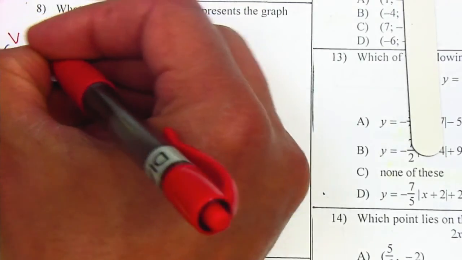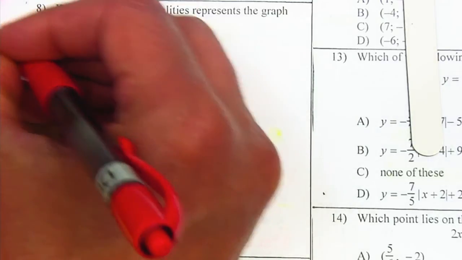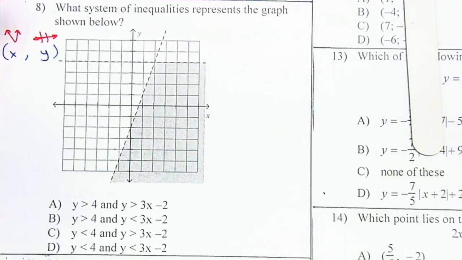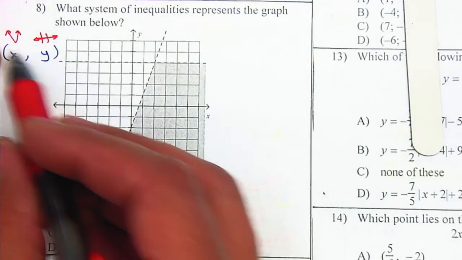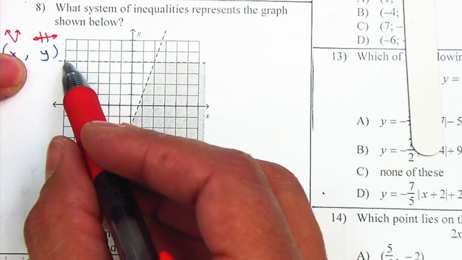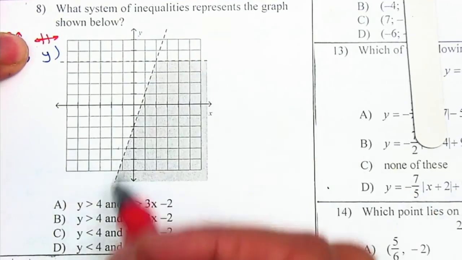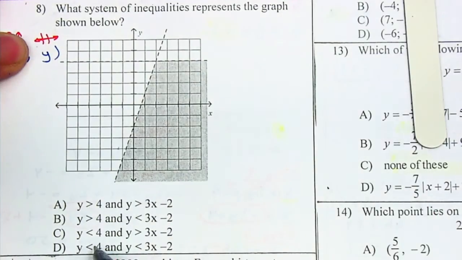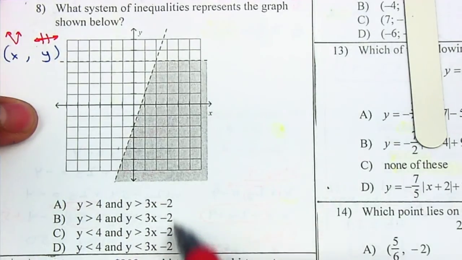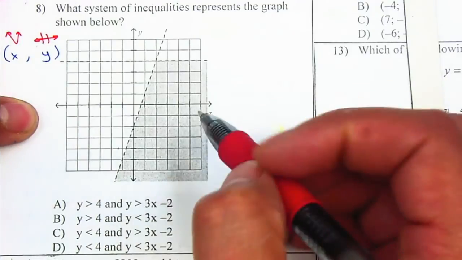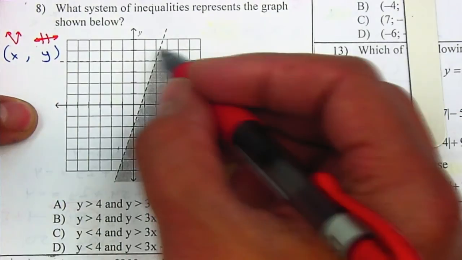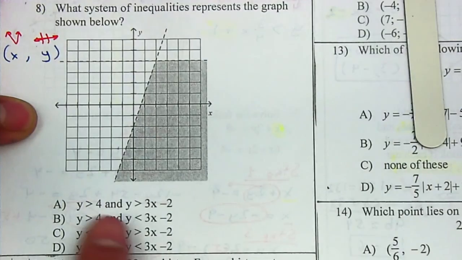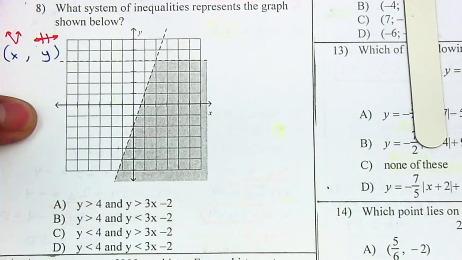X value will give you a vertical line. Y values will give you a horizontal. In this case, it's a horizontal line, so it should be a y, and all of them are fine. And also for your line, they all have the same equation. So we're just going to be concerned about the shading. They're all dashed. So we're just going to be concerned about whether it's greater than or less than.